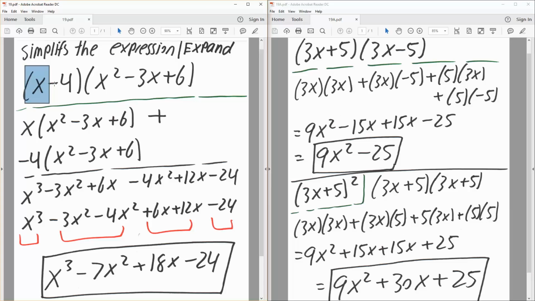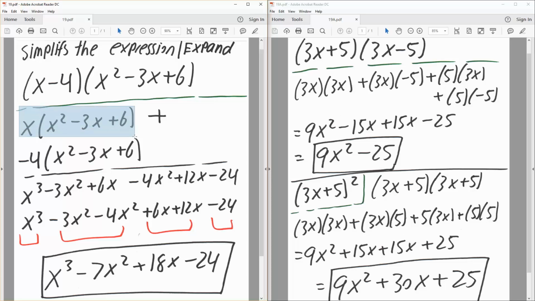Whenever we want to multiply these 2 polynomials, what we can do first is multiply x by this and -4 by this and simply add it. So we would get x times x squared minus 3x plus 6 plus -4 times x squared minus 3x plus 6. The next step is to distribute the x here, here, and here. Distribute the -4 here, here, and here, and then simply add.